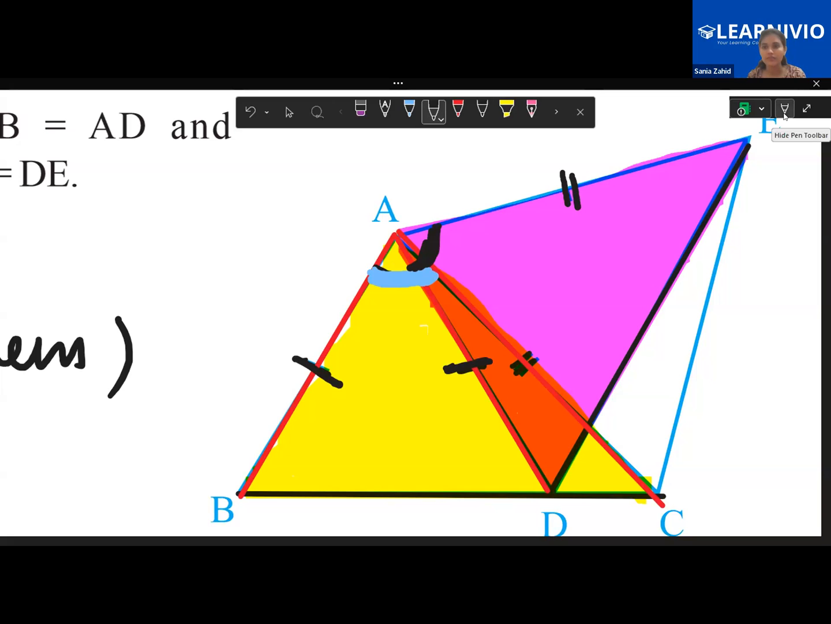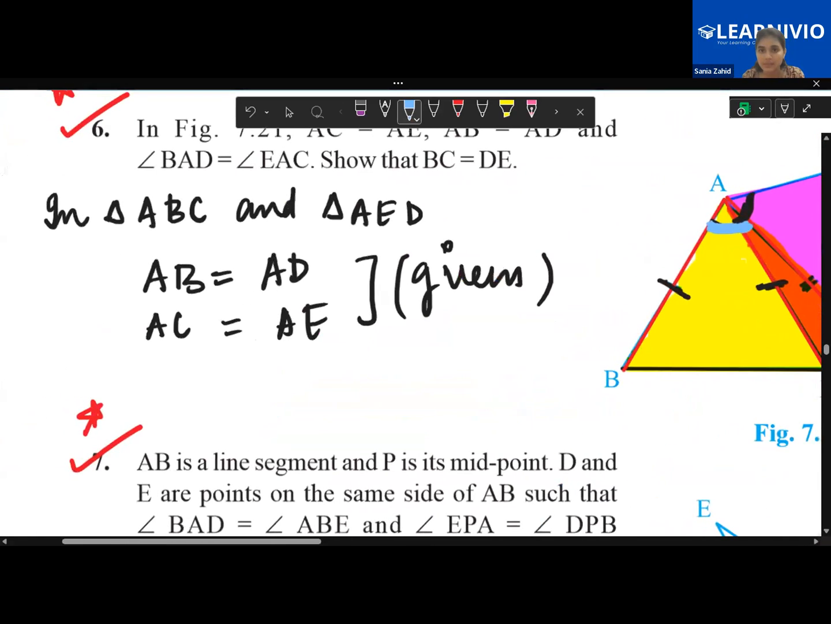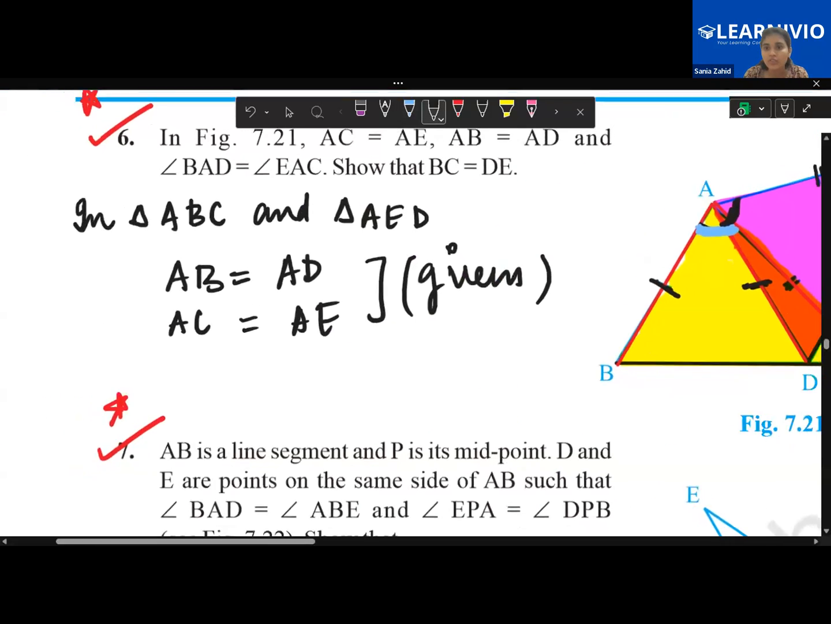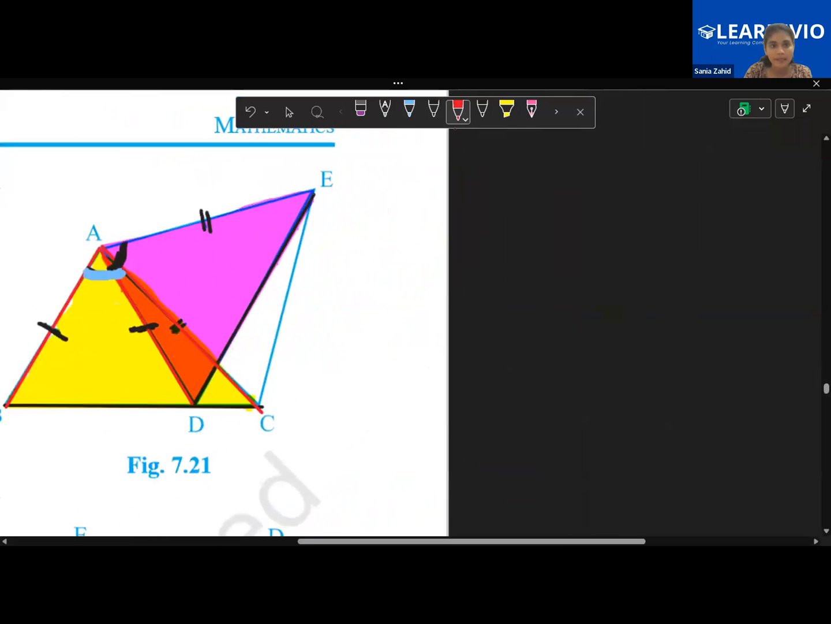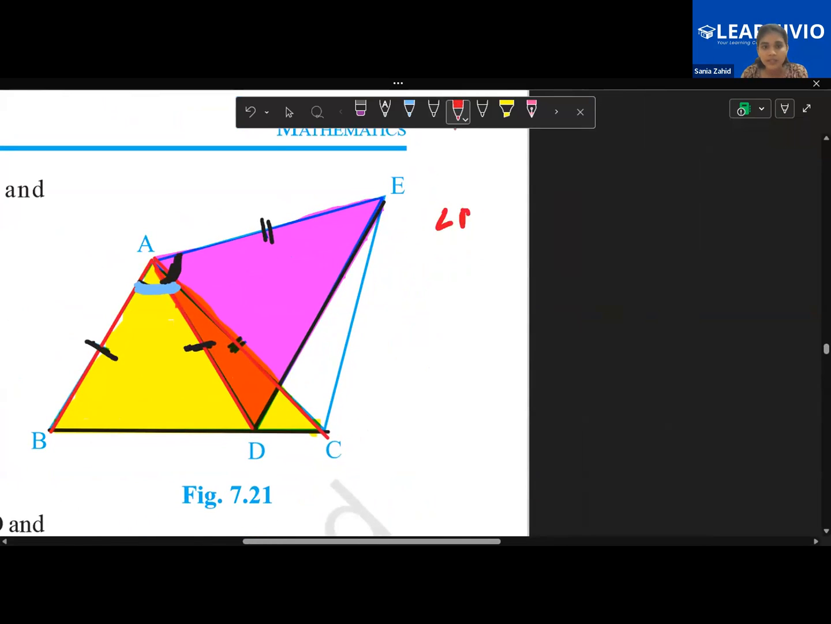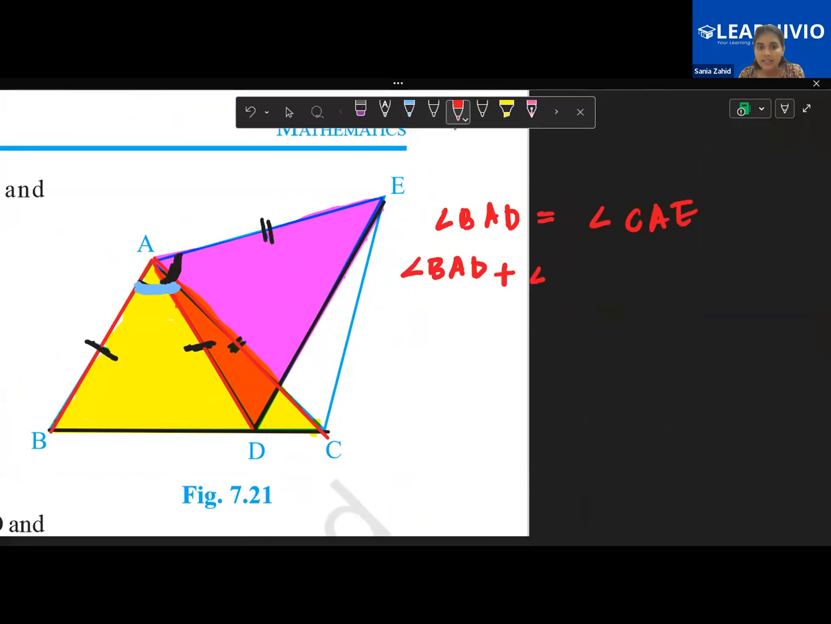Okay, children, please look here, back on the screen. So now this blue colored angle is equal to this black colored angle. But children, I will have to frame my statement, right? And how will I frame my statement? First of all, I will say that angle BAD is equal to angle CAE. Then I will say angle BAD plus angle DAC is equal to angle CAE plus the same angle again, angle DAC. Okay?